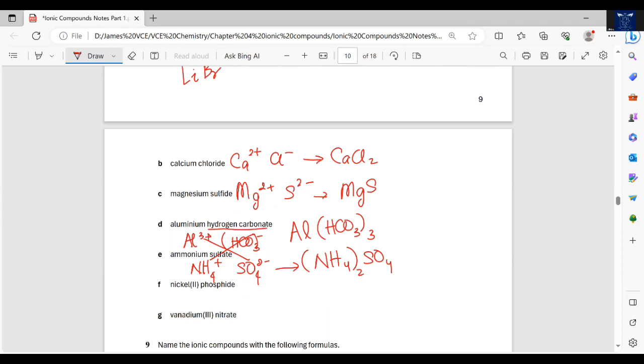Nickel is Ni2 plus, and then phosphide, P is 3 minus, right? Oh no, this is phosphate, not phosphide. If it is phosphide, it's going to be Ni3P2. But I think it's a typo, probably. Here they are looking at phosphate, so it can also be a nickel phosphate. Phosphate is PO4 3 minus.